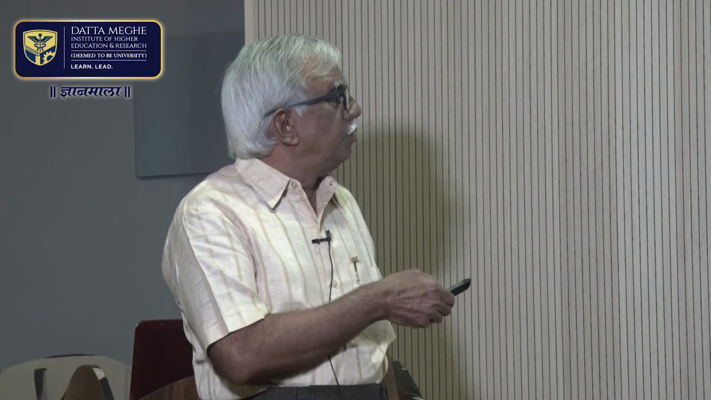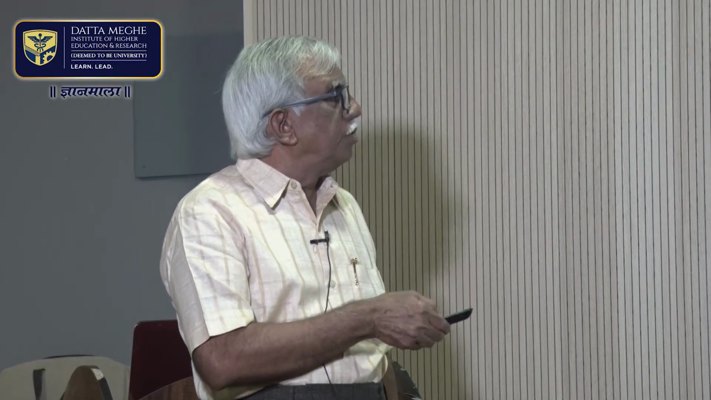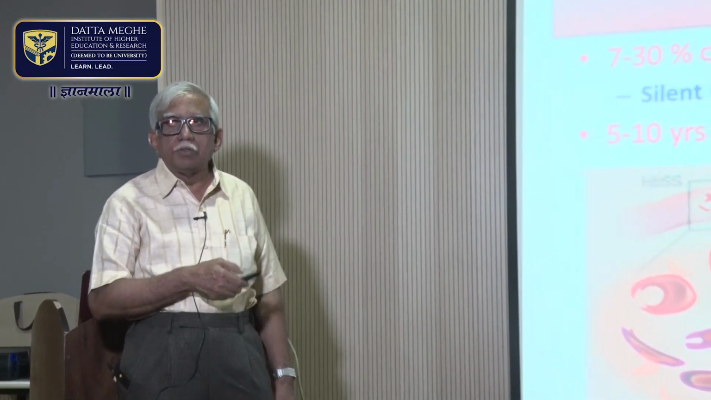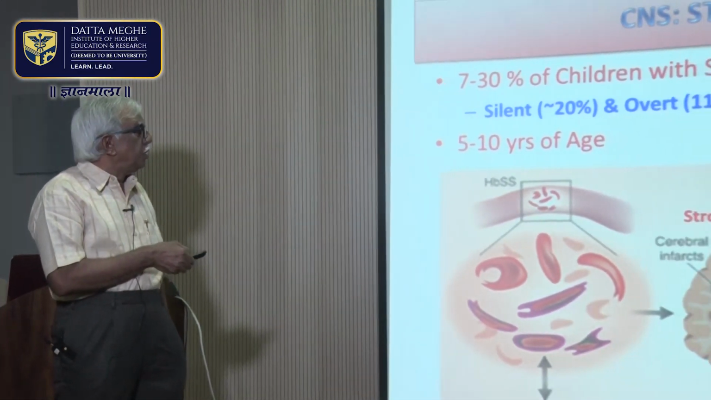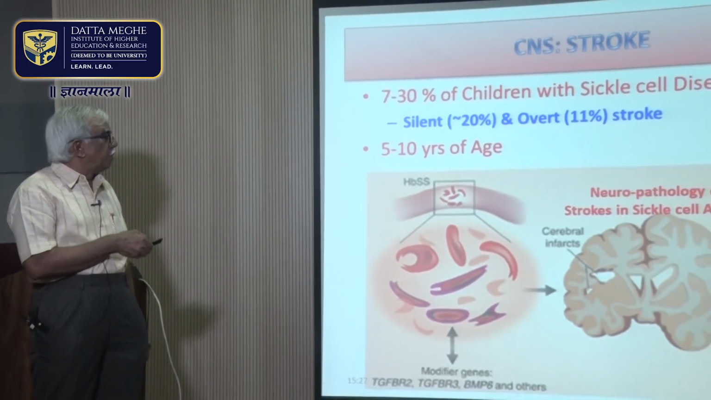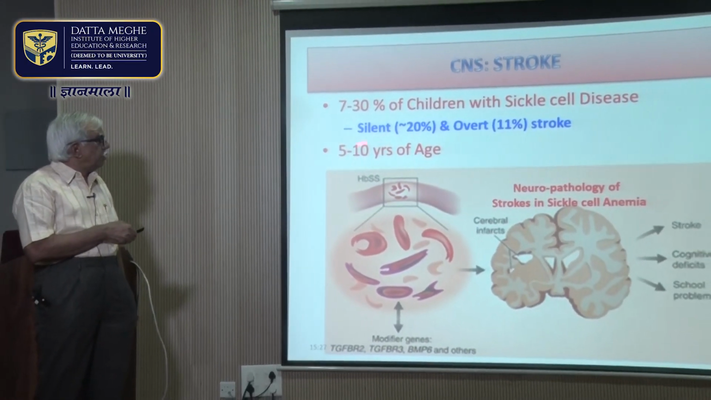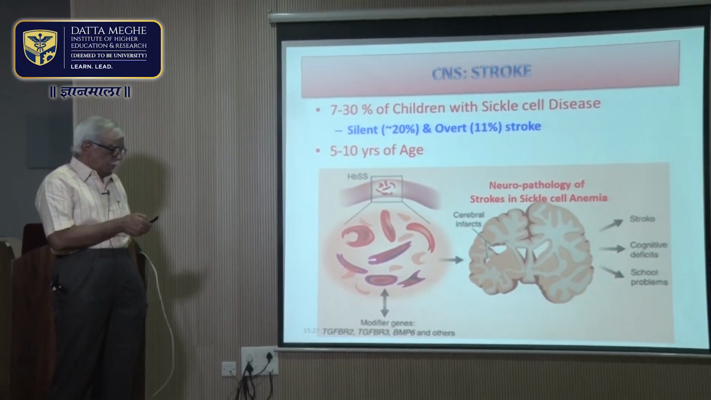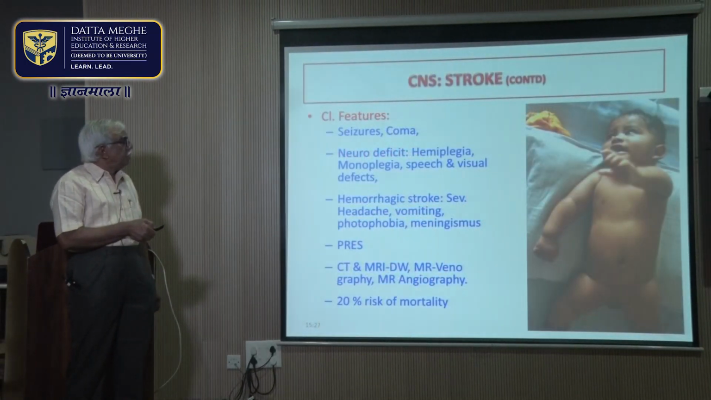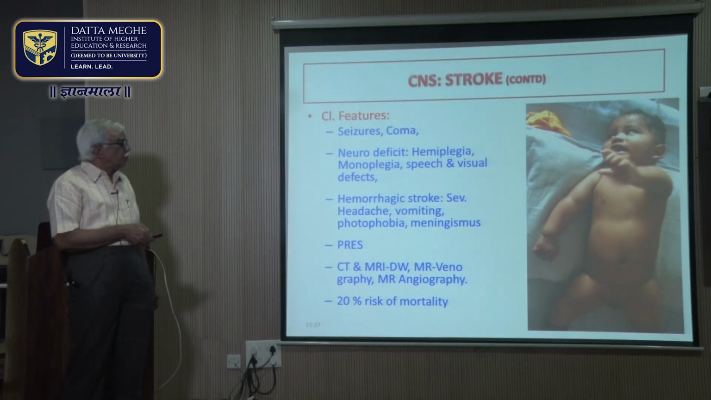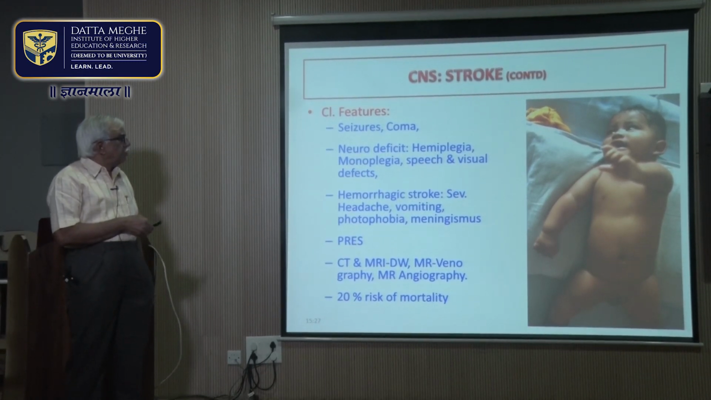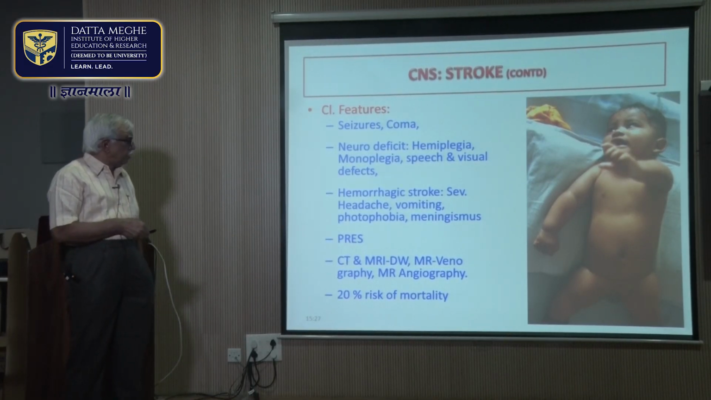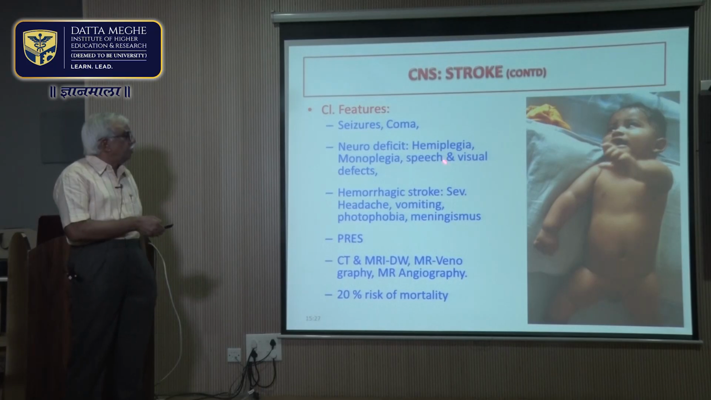So, in these slides you find that as many as 30% of children with sickle cell disease have a stroke. Some of them can have silent stroke because it is not involving the motor area, but sometimes sensory or parietal areas, and it is more commonly seen at 5 to 10 years of age. This is how a child with stroke presents: seizures, coma, neurodeficit, hemiplegia, rarely hemorrhagic stroke, PRES and all those things that I have already discussed.